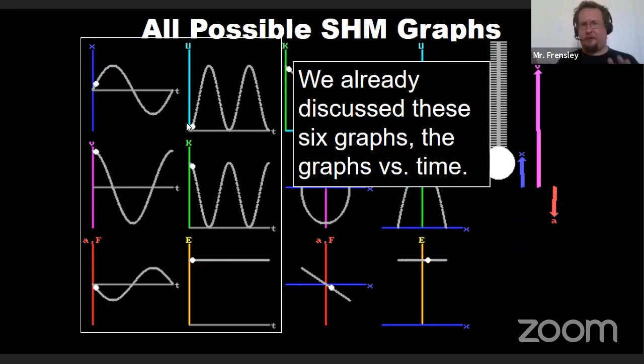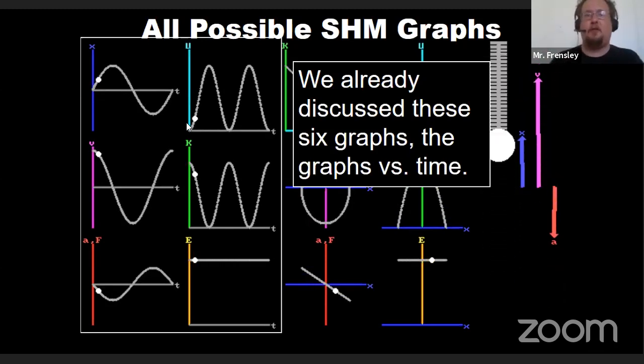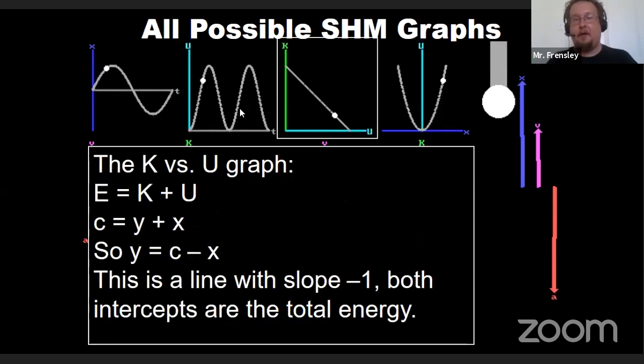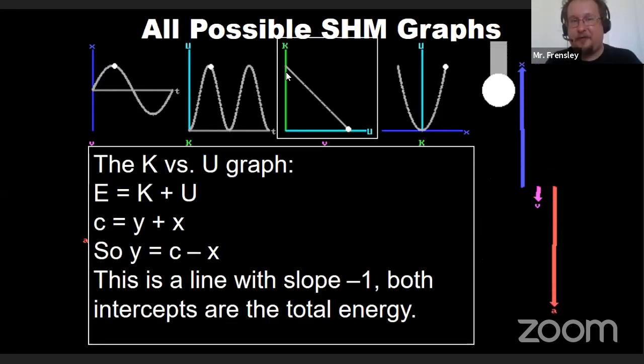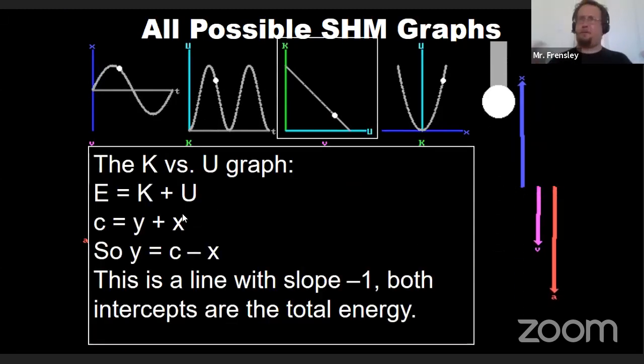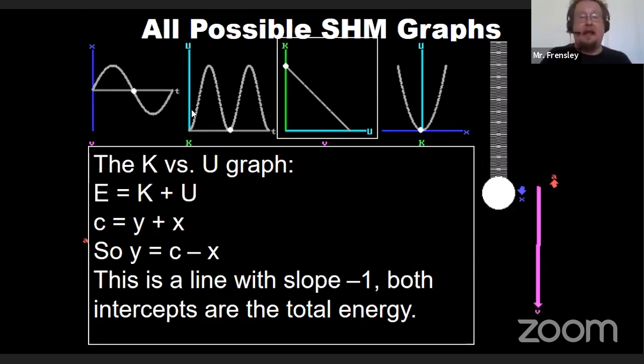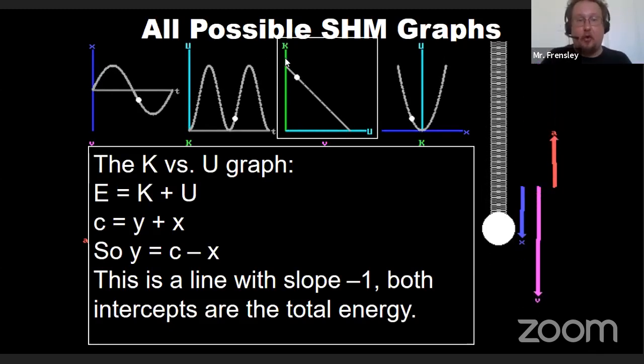But I'm going to go in a different order than the ones you wrote down. I'm going to do the ones I think are the simplest first. And the simplest graph, in my opinion, was the kinetic energy versus potential energy graph. So wait a minute, what is that? That's just a line. Specifically, it's a line with a slope of -1. Yeah, the intercepts on both ends are the total energy.